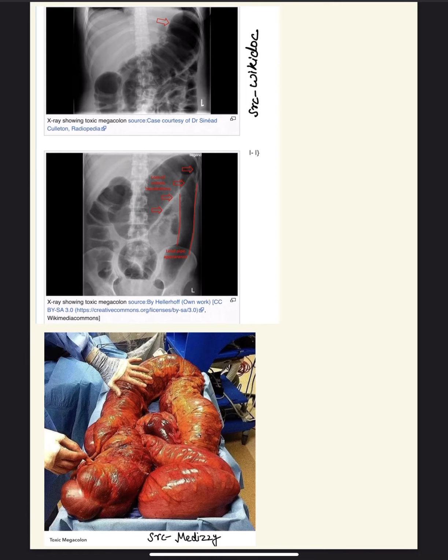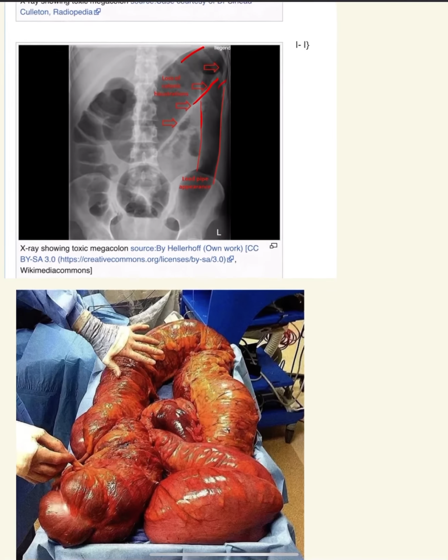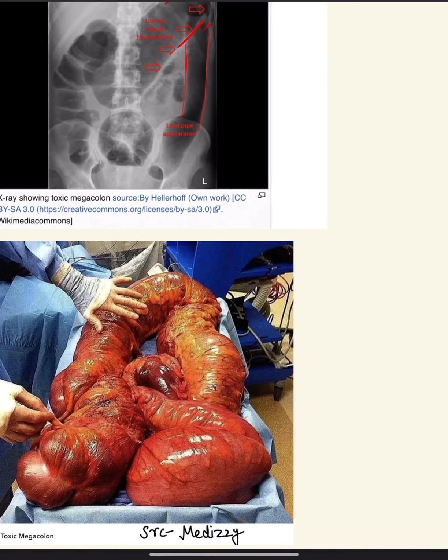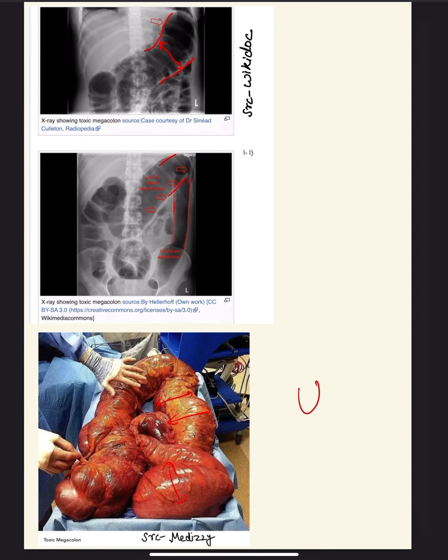This is an image from various internet sources. In this radiological image, you can see there is loss of haustrations of the colon, the loss of any folds. The colon has become very much dilated. This is megacolon. Again, you see the loss of haustrations and megacolon. This is a gross picture, an operative picture after removal of the colon. When there is toxic megacolon, it has to be removed. You can see that this is heavily dilated. So this is toxic megacolon seen in ulcerative colitis.